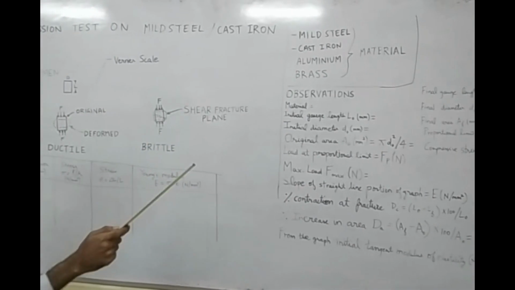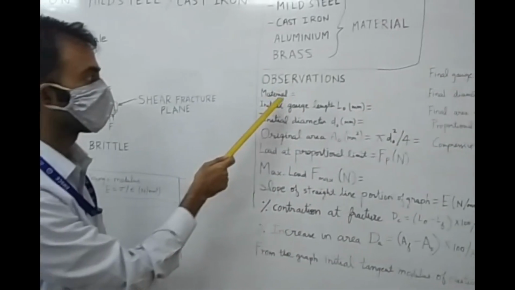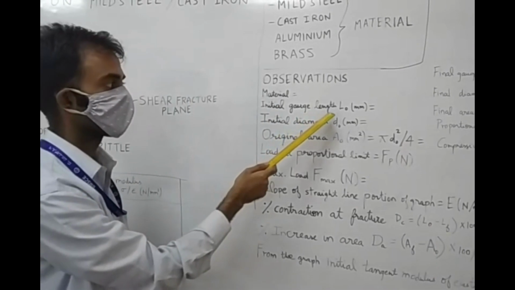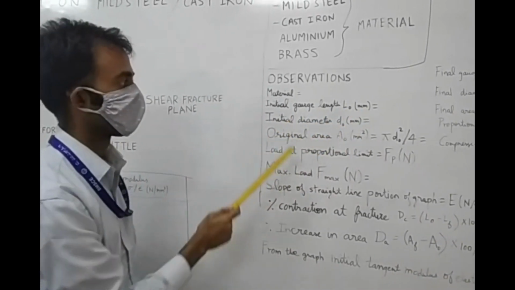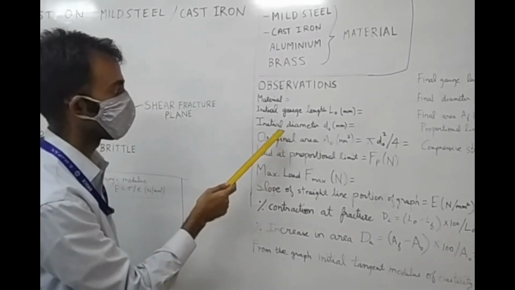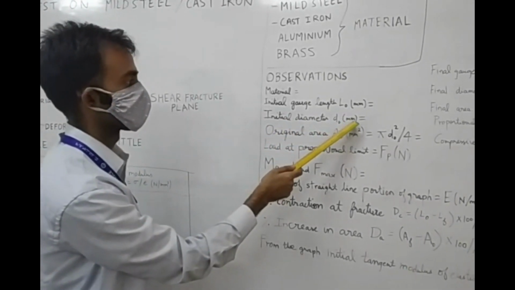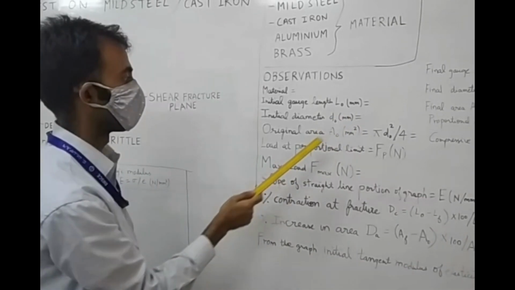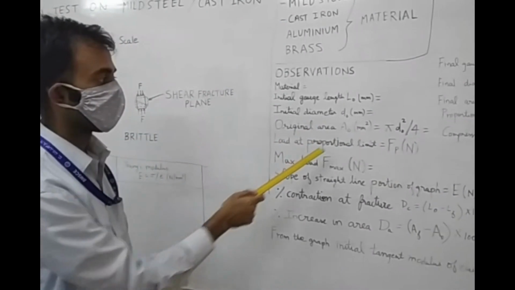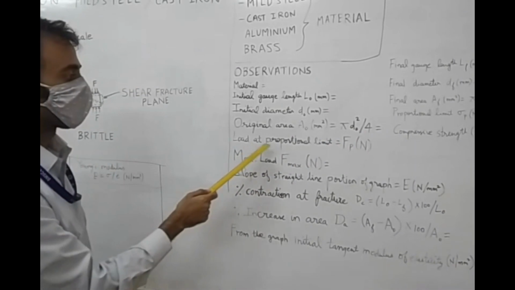Coming to the observations, what all observations will we note down? First we will note down the material that we are testing, one of the above. Then we will note down the initial gauge length, L0 in millimeters, whatever we measured using the vernier scale. Then we will note down the initial diameter, also measured using the vernier scale in millimeters. Using the initial length and the diameter, we will compute the original area, A0, as pi d square divided by 4, and load at proportionality limit.